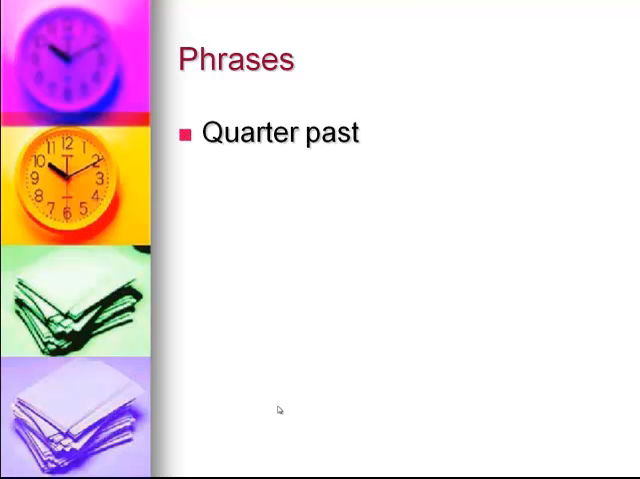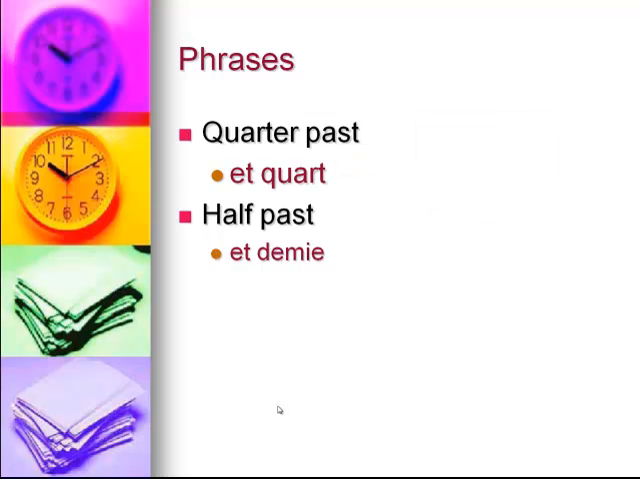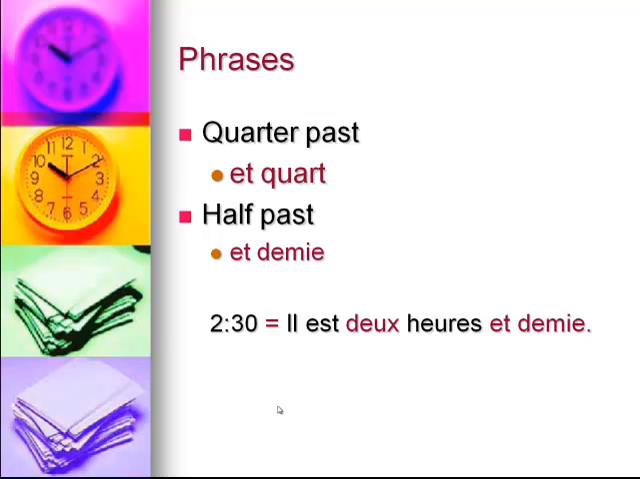Now those special expressions or phrases, if it's a quarter past, we're going to use un quart, which is literally saying and a quarter, and half past, which is et demi, which is literally saying and half. You might remember the word demi from demi-sœur, which literally meant half-sister. So here's an example. If we're going to say 2:30, it would be il est 2:30. The French are less likely to say 2:30 for 2:30. They're less likely to say that. They're more likely to say il est 2:30.